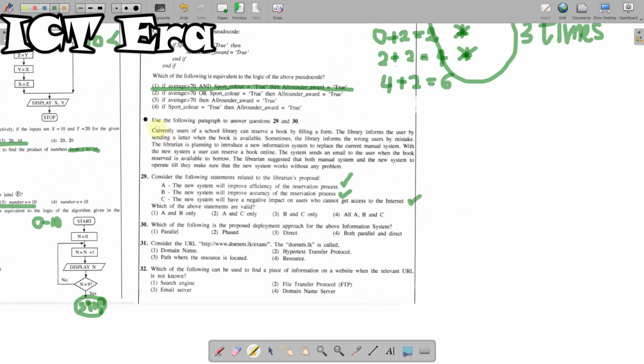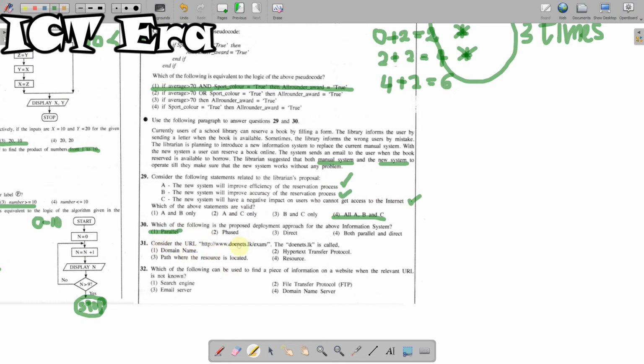Yes. Same as this question, a question came in the 2016 O-level also. All A, B and C. Which of the following is the proposed deployment approach of the above information system? Now the librarian has suggested to maintain the manual system and new system parallelly in order to make sure that the new system works without any problem. So it should be parallel deployment.